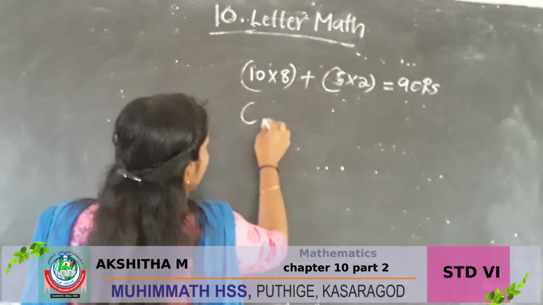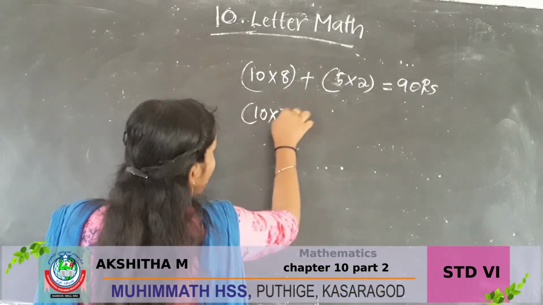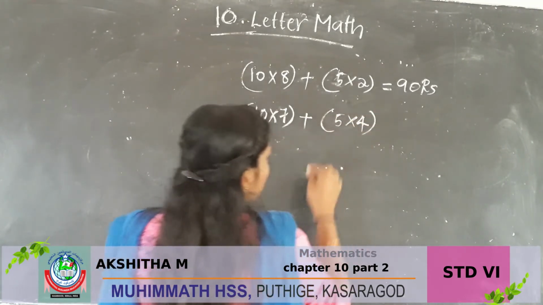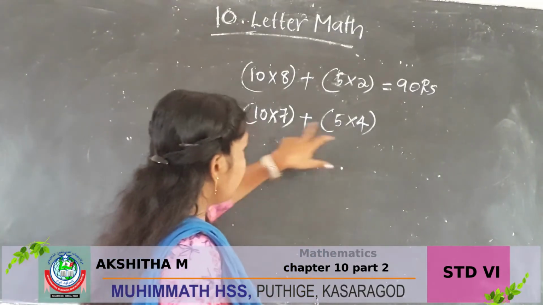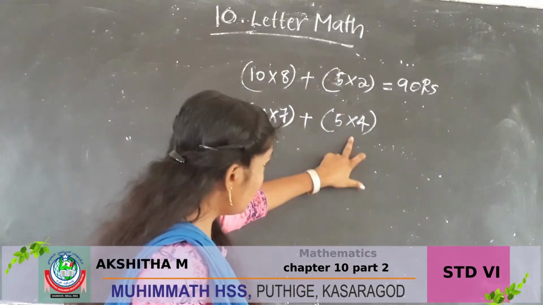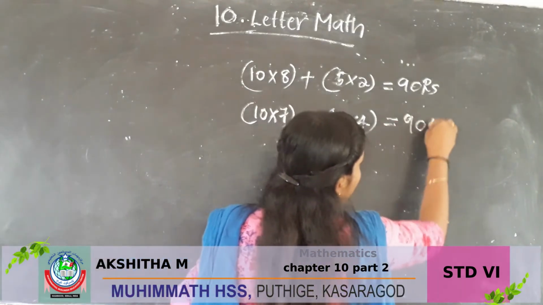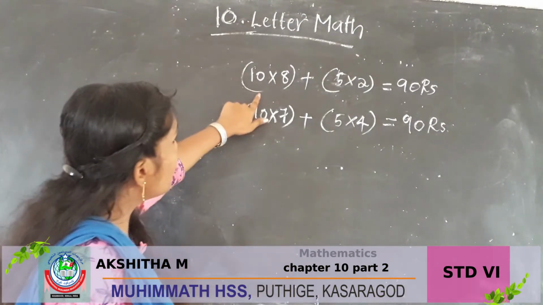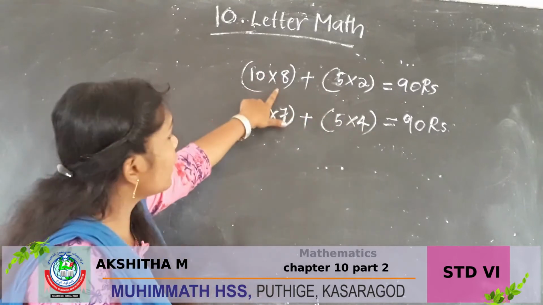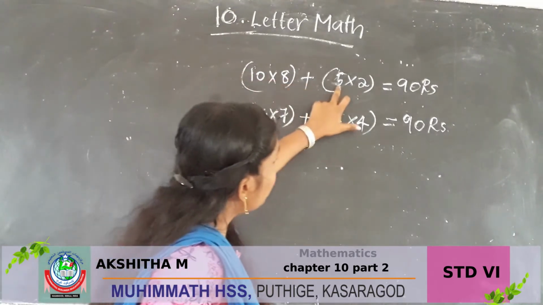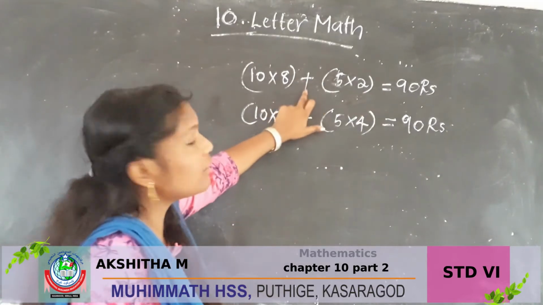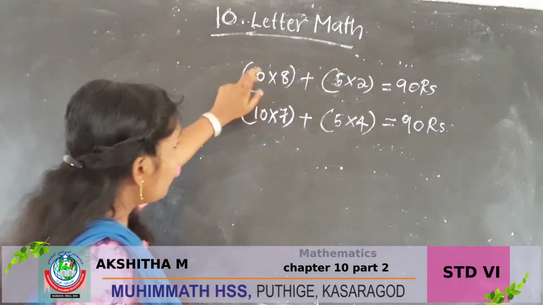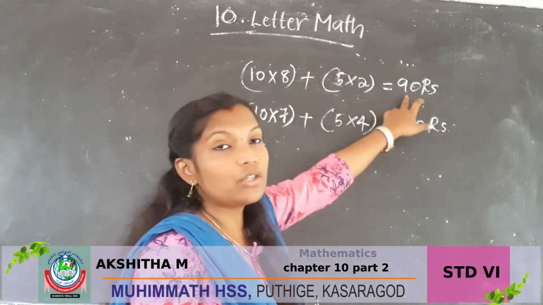This one, 7 ten-rupee notes plus 4 five-rupee notes. So 10 into 7, 70. 5 into 4, 20. 70 plus 20 is 90 rupees. How can we see the relation here? First we have to multiply 10 into 8, ten rupee notes 8, five rupee notes 2. First we have to multiply, then we have to add. This is the relation between number of notes and total price.